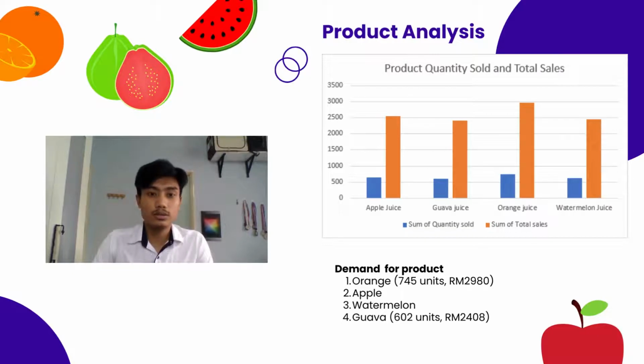Unfortunately, the lowest demand is for guava juice, which only sold 602 units, with total sales of 2,408 ringgit. Maybe this is because guava is not everyone's favorite fruit juice, and the other 3 products are common juices that everyone likes, and they can drink them every day.